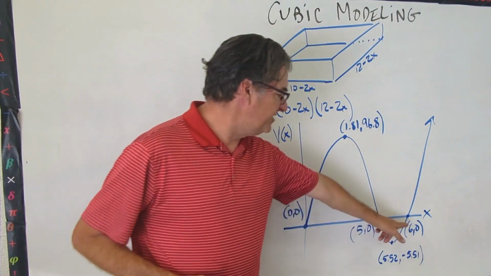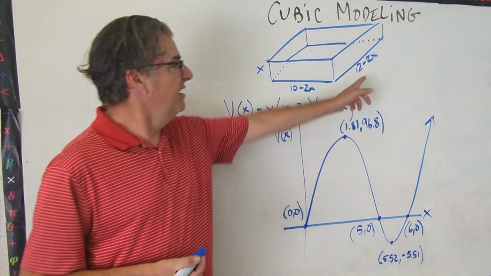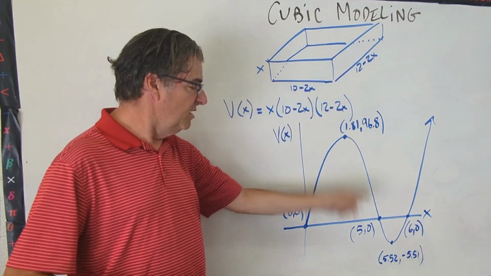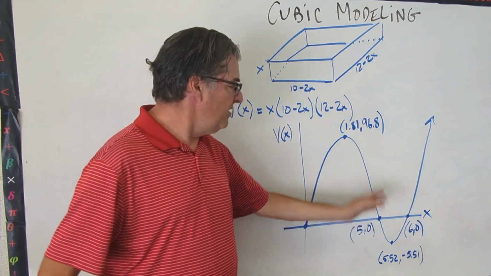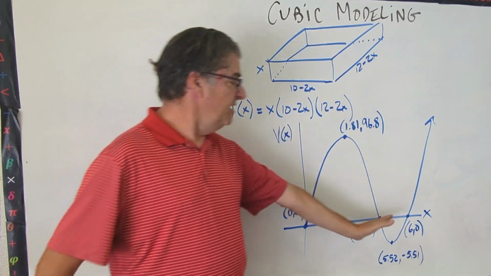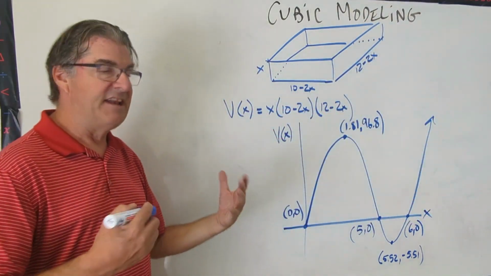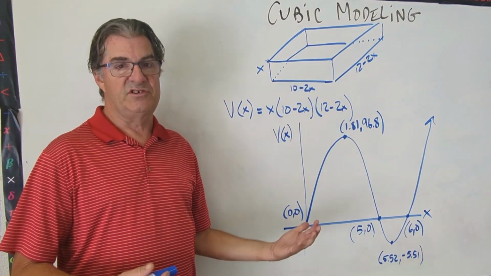And then we get back to 0 again when that square is 6 centimeters on a side, and that's because now the length is going to be 0, the whole thing is going to be 0, so we have a 0 volume. And then as we cut bigger and bigger squares out, the function is going to give us a nice high volume. In fact, it's going to go on forever, but again, does not make sense in terms of our situation.